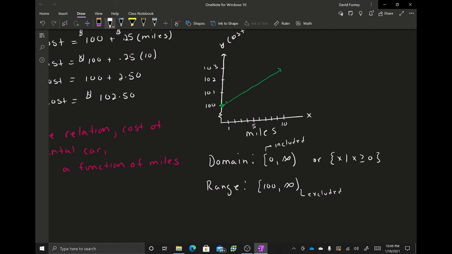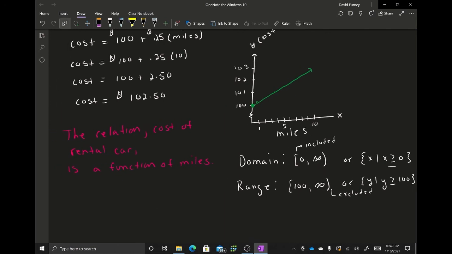That's why over here in the set notation, we have the greater than or equal to. That greater than or equal to is that inclusion of 0. And I can do the same thing for my range, but this time I'm defining y, and y is going to be greater than or equal to 100. And that's it.